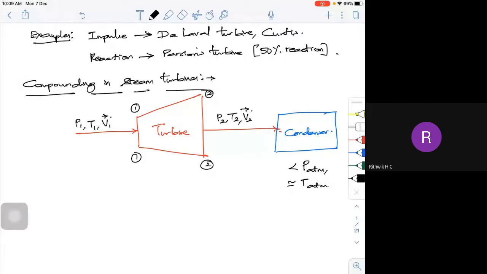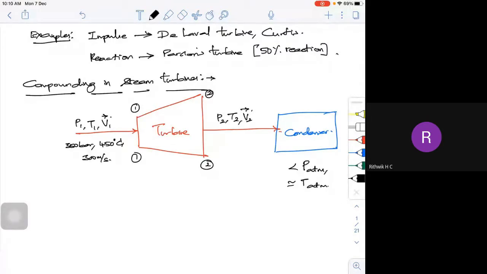So what will be your operating conditions? I told that your steam turbine will be operating at very high pressures, more than 220 bar. Let me think it is operating at some 350 bar and a temperature of around 450 degrees Celsius. Maybe the velocity is also very high, maybe 300 meters per second or 400 meters per second. This is the velocity with which your steam will enter.